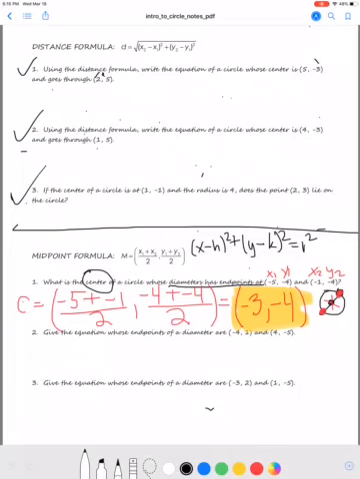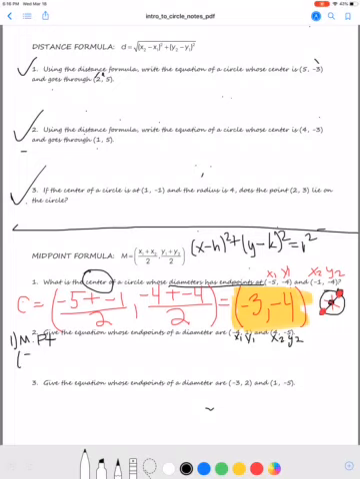But number 2, give the equation whose endpoints of a diameter are -4, 1, and 4, -5. So step 1 is going to be the same thing we just did. Find the midpoint. I'm going to abbreviate it so I can keep as much room as I can. So I'm going to label x1, y1, x2, y2, and I'm going to plug it in.